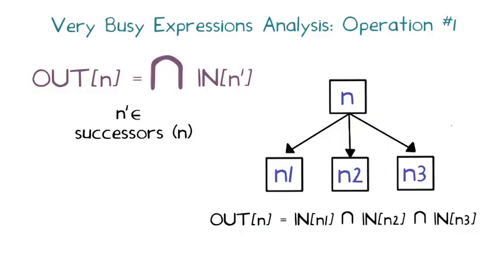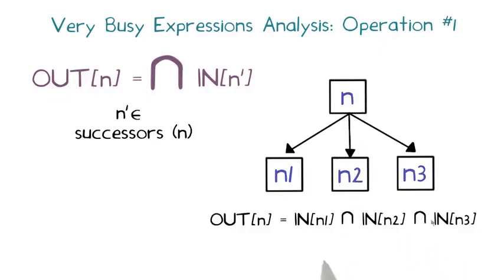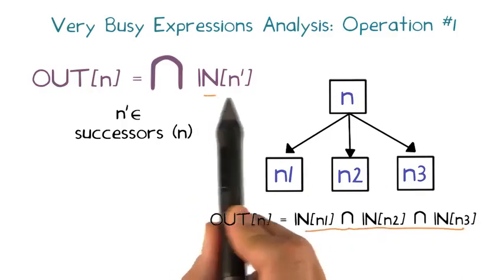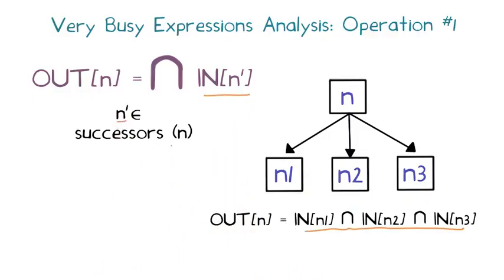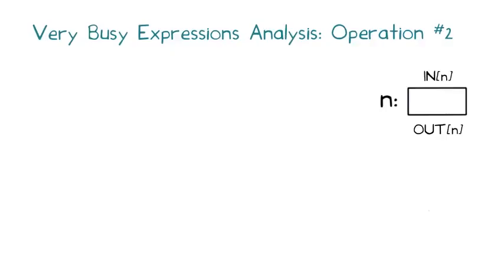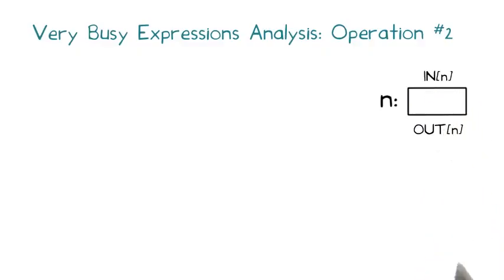Here is the first of the two operations of very busy expressions analysis. This operation states how to compute the set of facts at the exit of a particular node in the control flow graph. We do this by taking the intersection of the sets of expressions at the entry of that node's immediate successors. That is, the intersection of in of n prime for each successor node n prime of n. The second operation of very busy expressions analysis tells us how to compute the set of facts at the entry of a particular node from the set of facts at the exit of that node.